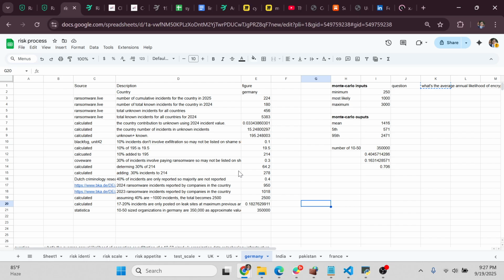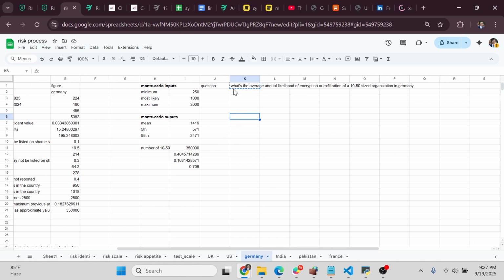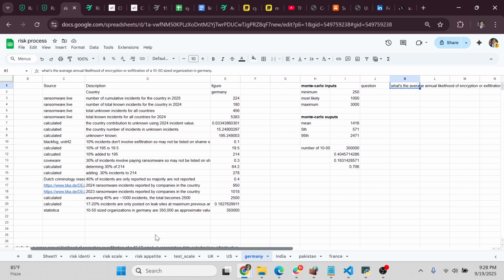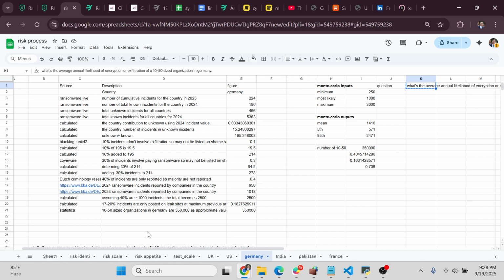So let's start. The question is, as I've already said, the question I will be trying to answer. What's the average annual likelihood of encryption or exfiltration of a 10 to 50 size organization in Germany? In order to answer this question, I need data.